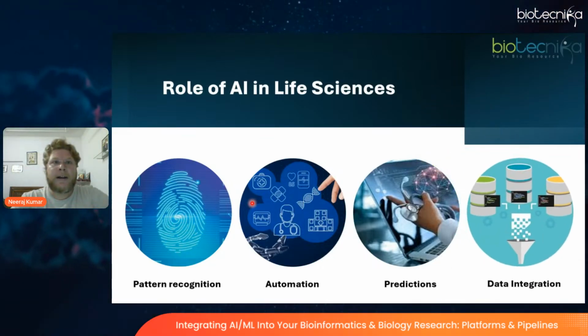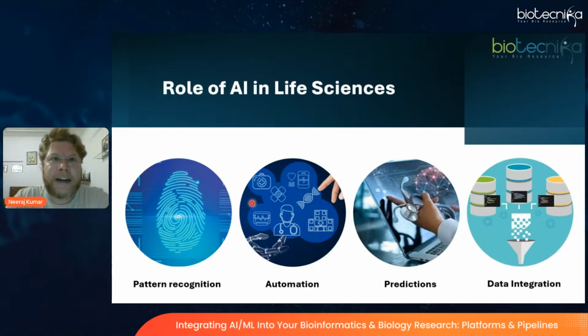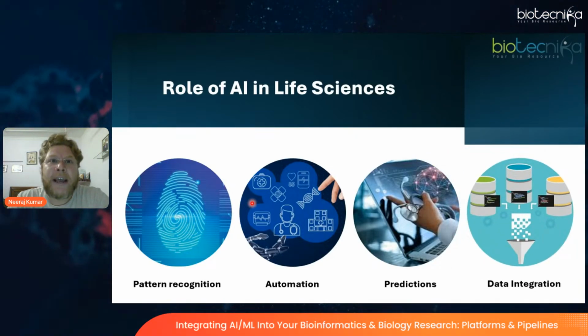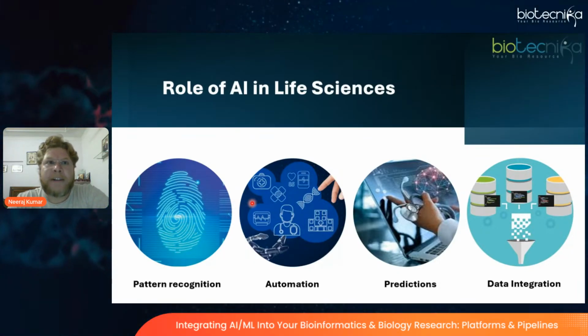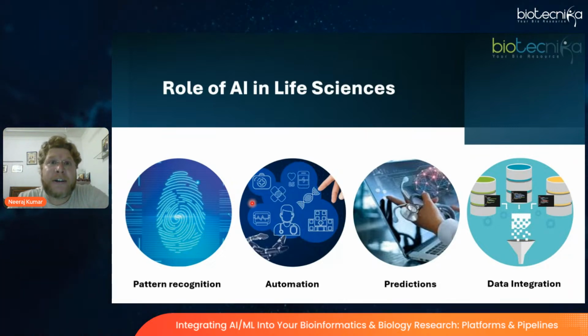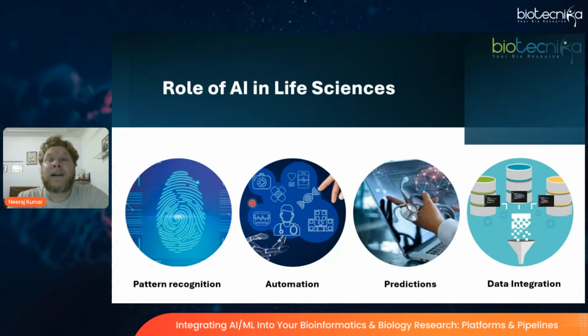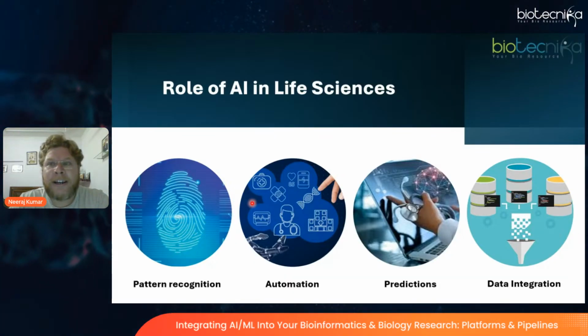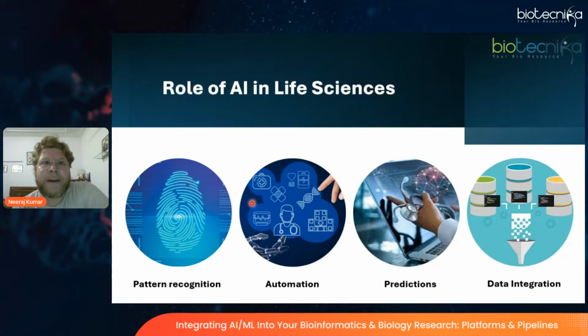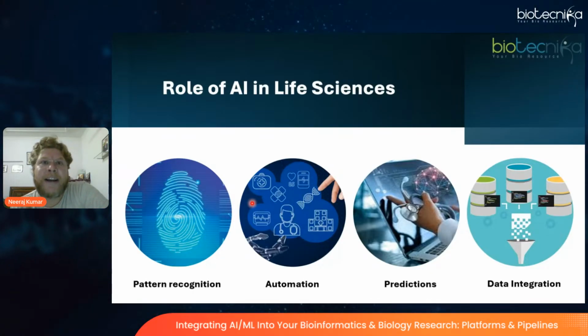Then AI can be used for data integration. Okay, so data in life sciences is often fragmented, and it is stored in different formats across multiple systems. For example, electronic health records, lab results, research databases, etc. So AI is key to integrating all the diverse data formats. For example, it can be used for unifying data sources.